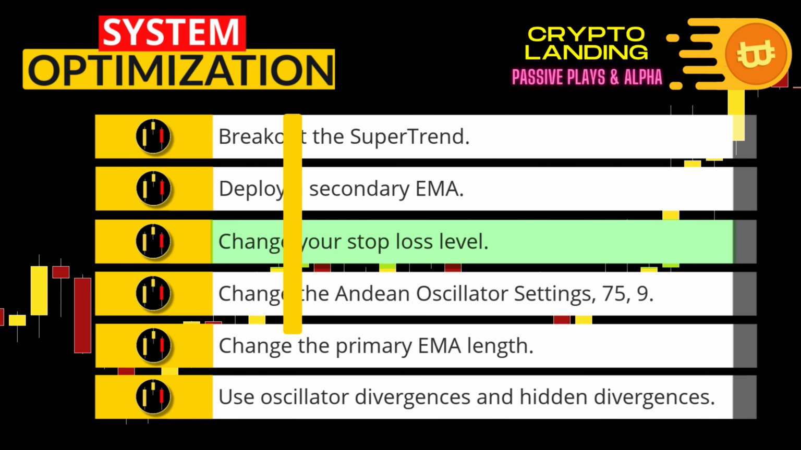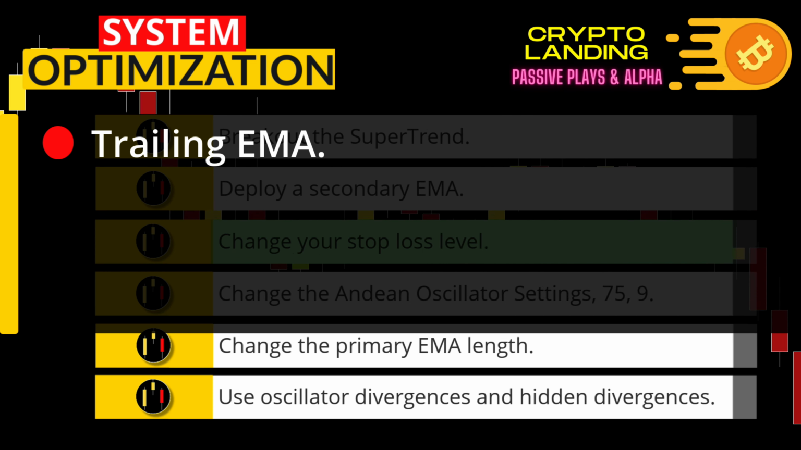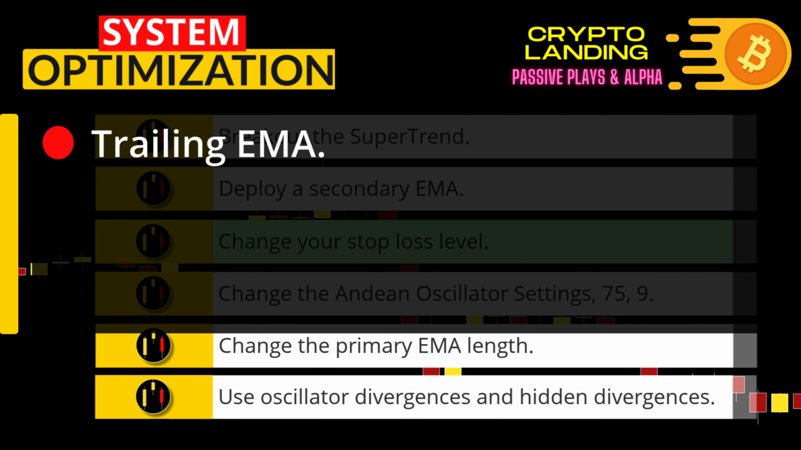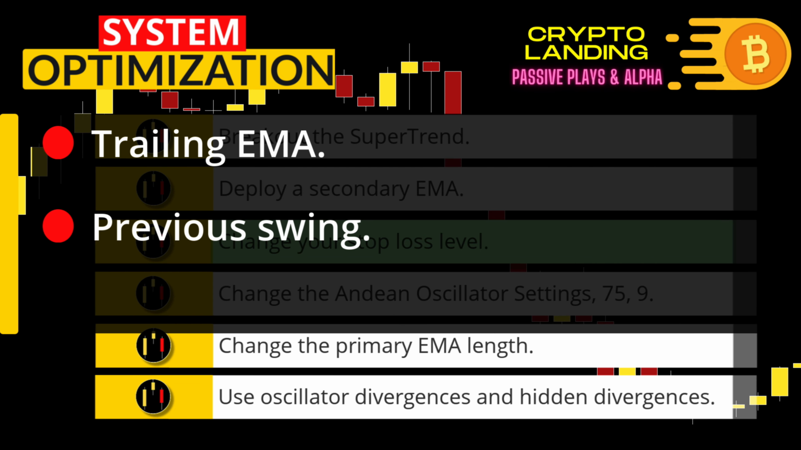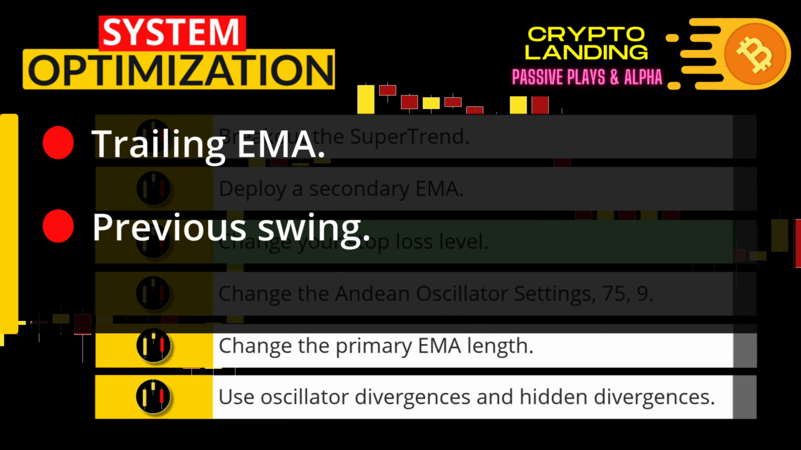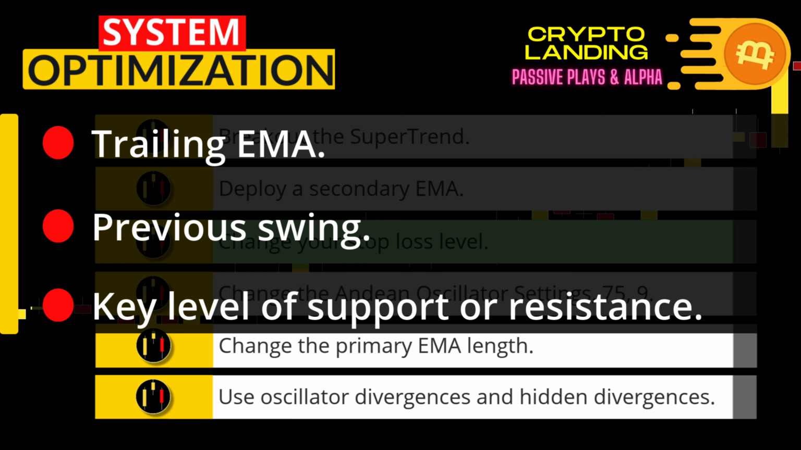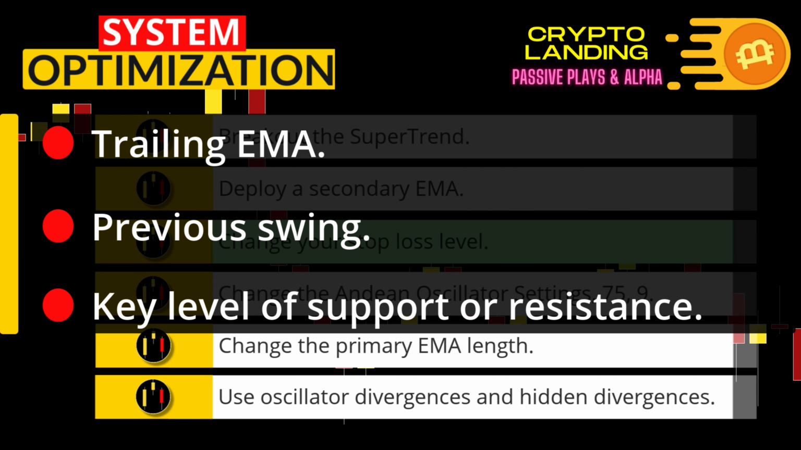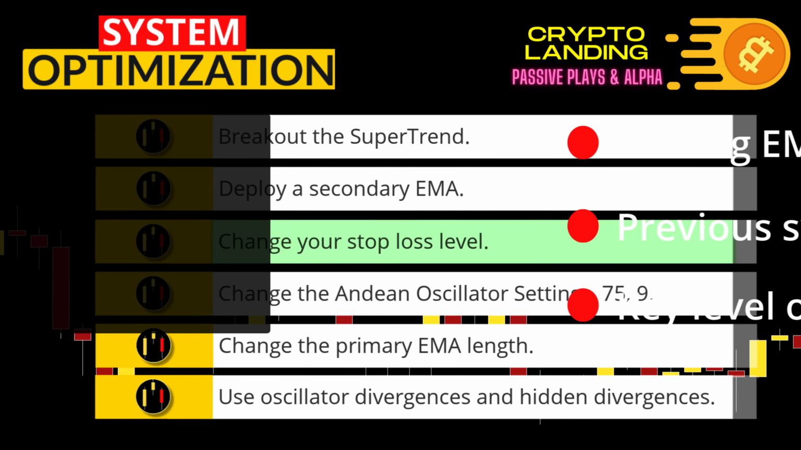Third, changing the stop loss levels can be very helpful. Using a trailing EMA as a take profit method will allow you to capture larger moves in the market, thus increasing your gain on account. Additionally, using the previous swing may increase your win rate, but if you are more comfortable spotting key levels of support and resistance, that may be the best of both worlds and what I personally use. Unfortunately, this last option is more subjective and not coded into the script.